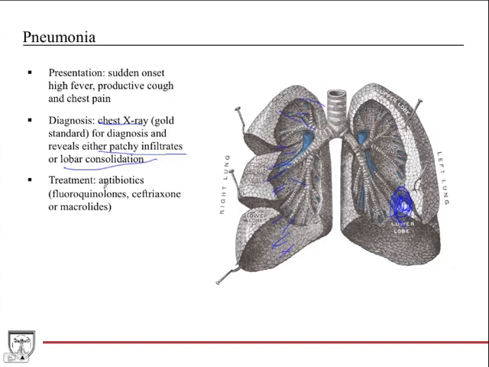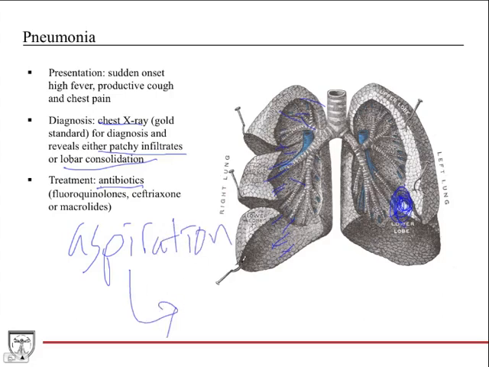Your treatment, especially if it's bacterial, is you give antibiotics, which could be a fluoroquinolone, ceftriaxone, or a macrolide. If it's an aspiration pneumonia, so again, like I said, you want to treat the oral bacteria, you would give clindamycin for that. That's a very common board question.